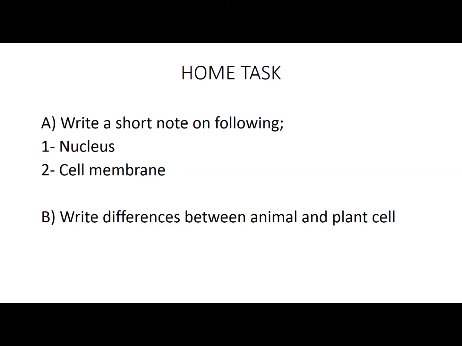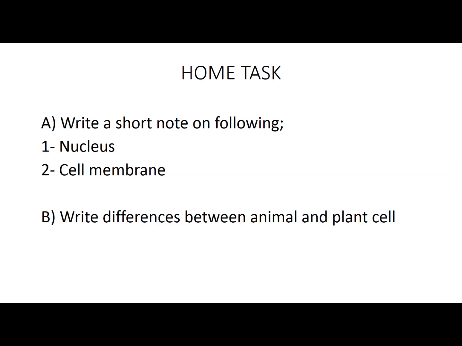As you have learned about the organelles of the cells, all the information is also given in your book. The pages are mentioned on the first slide of this presentation. You can read about all these organelles on the given pages. That begins from page number 29.